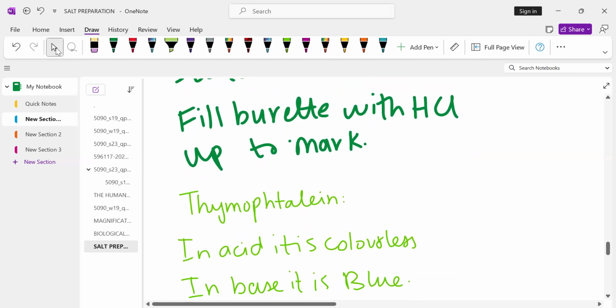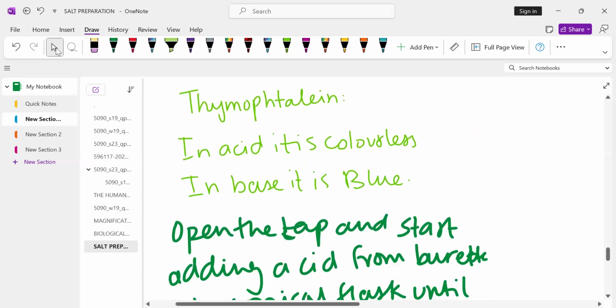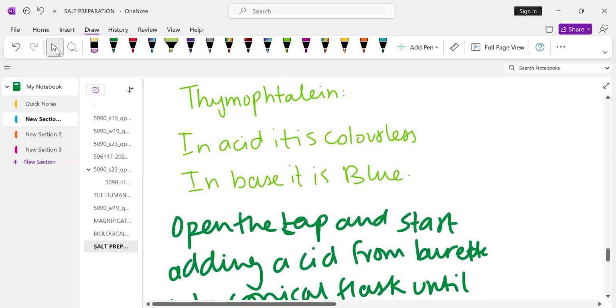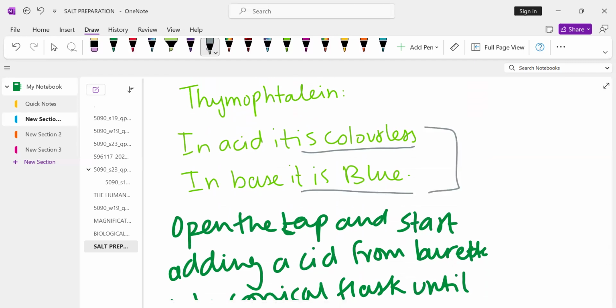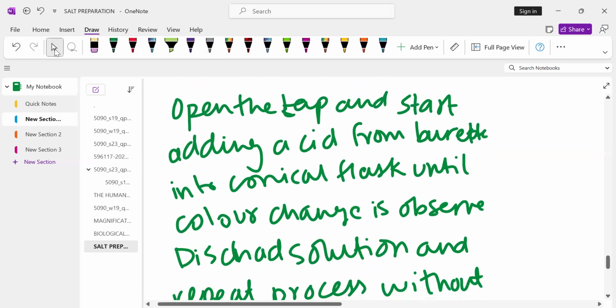Now thymolphthalein is an indicator that you can add, and it is in our syllabus. In acid, thymolphthalein gets colorless, and in base it gets blue. You need to remember this. It indicates whether the solution present in the conical flask is an acid or a base.